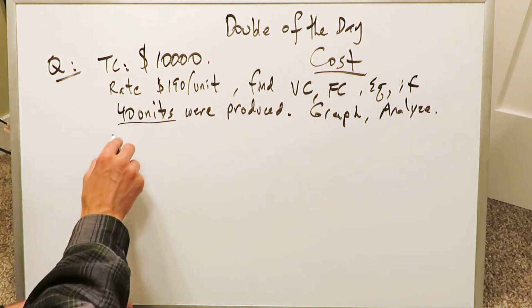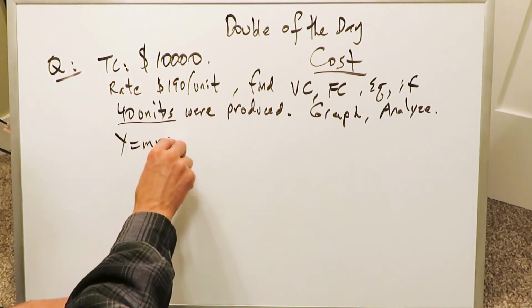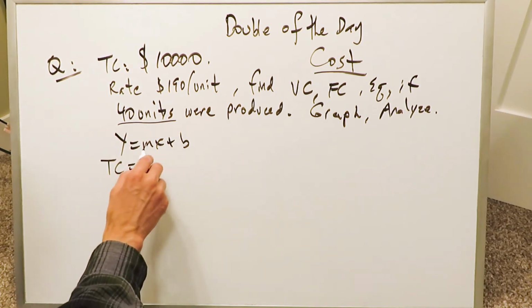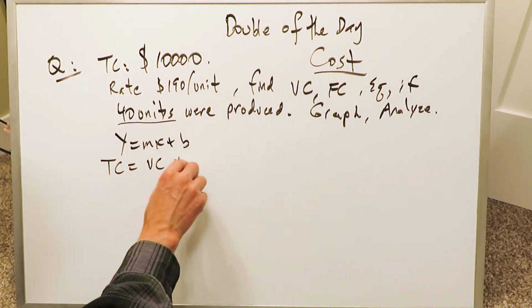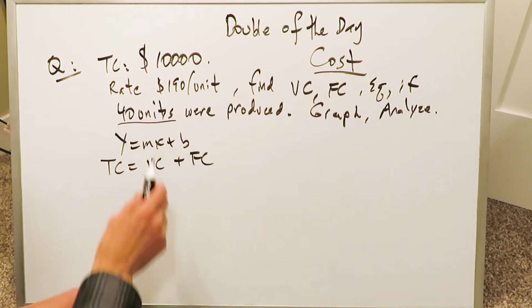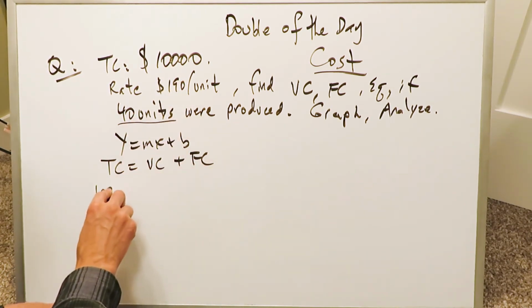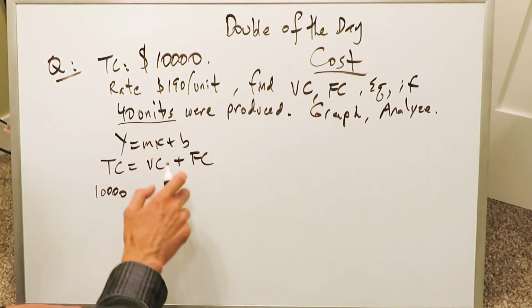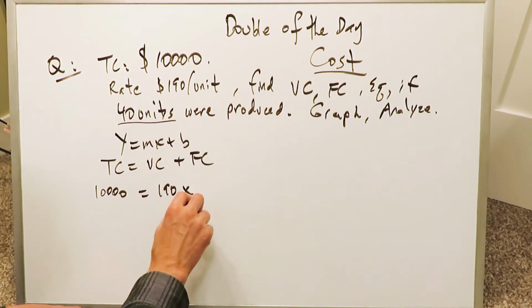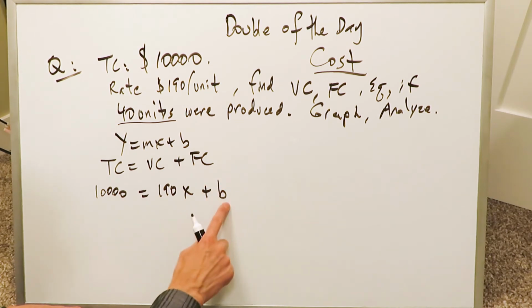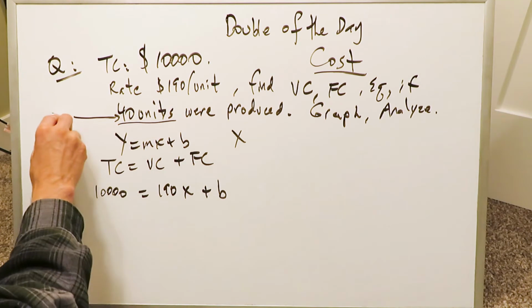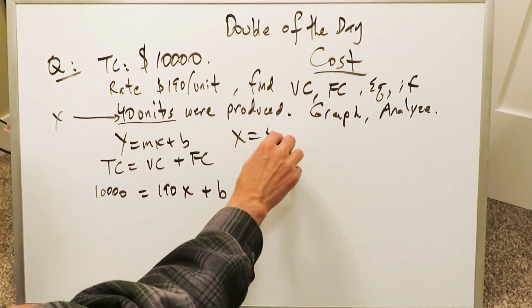Think about it. Our equation is always y is equal to mx plus b. We know that the y here is always equal to total cost, and we know this part is equal to your variable cost, and that right there is equal to your fixed cost. We know the total cost is 10,000. We know the m is your rate, which is your slope. It's 190. We have an x, and then we have a b. We have to find the b, and we already have the x provided. This here is x, the number of units produced, 40.